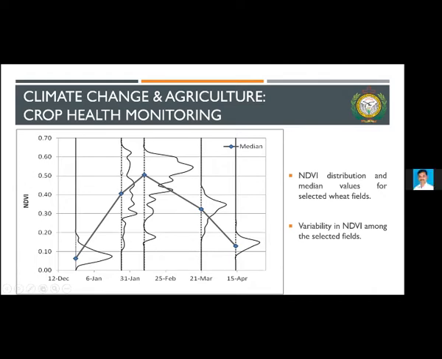Half of the fields are above 0.4, half of the fields are below 0.4. So this could be a problem, because we would like to see more. What is happening here? And the same variability we are seeing in the February image also, where we would expect that most of our fields will have a higher value.